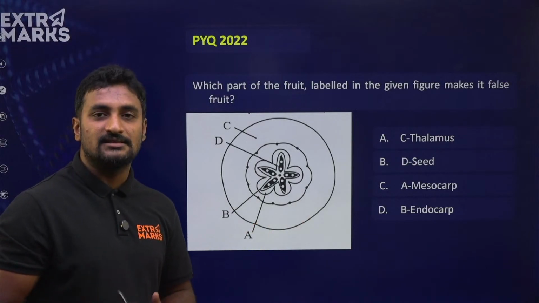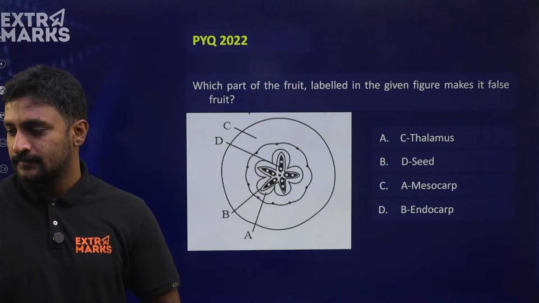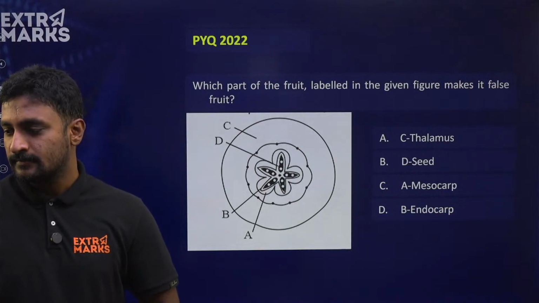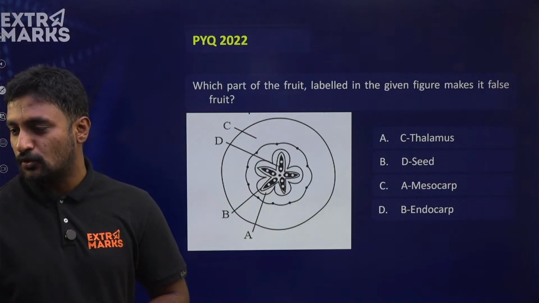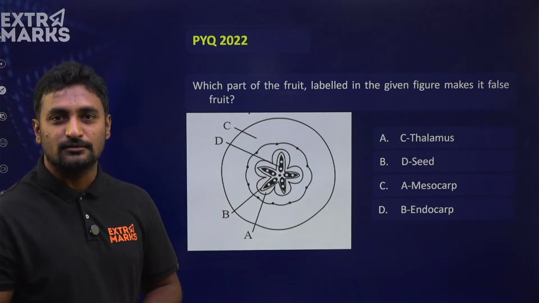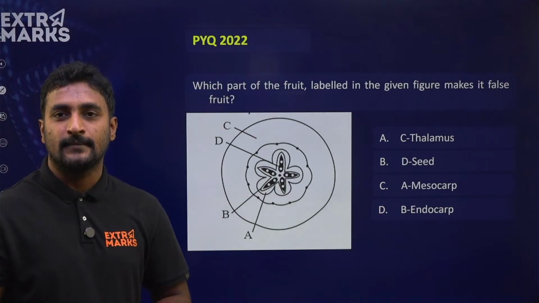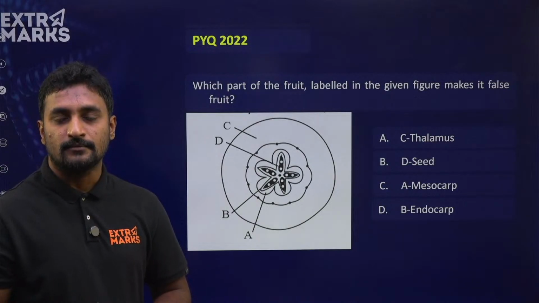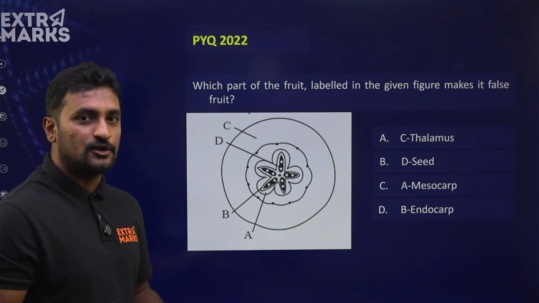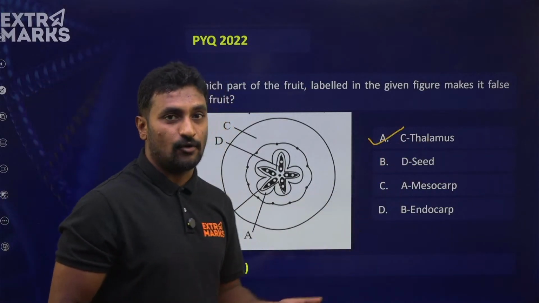You can all write the answer in the comment section, please. Okay, one of you has asked, sir, what is orthotropous ovule and anatropous ovule also? Just a minute, after this I will be telling about that. Yes, absolutely right. The answer is option A, thalamus, where the false fruit develops.